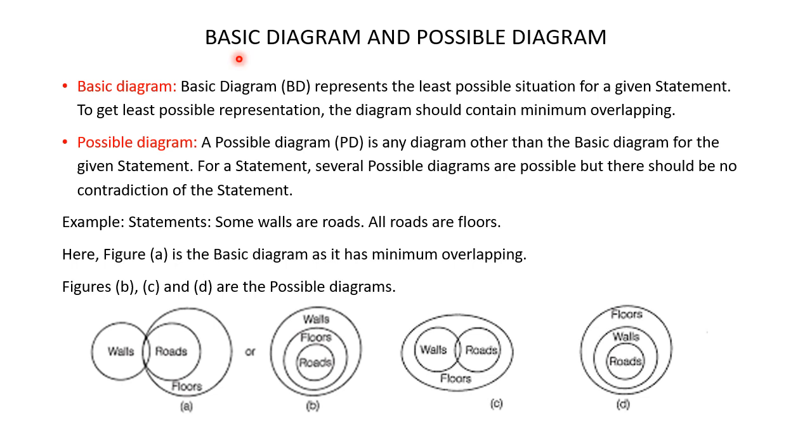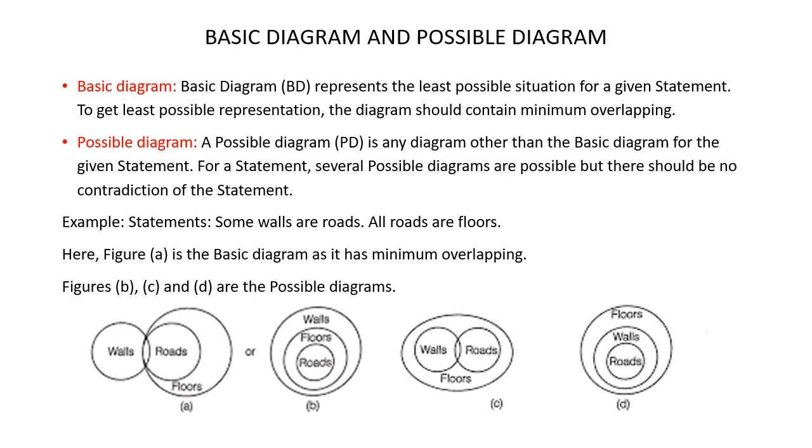Let's understand the meaning of basic diagram and possible diagram. A basic diagram represents the least possible situation for a given statement. To get least possible representation, the diagram should contain minimum overlapping. A possible diagram is any diagram other than the basic diagram for the given statement. For a statement, several possible diagrams are possible, but there should be no contradiction of the statement. That is, there should be no violation of the given statement while drawing the possible diagrams.